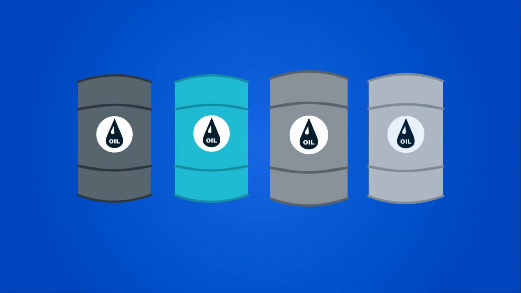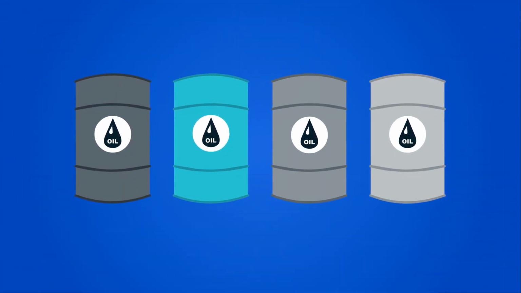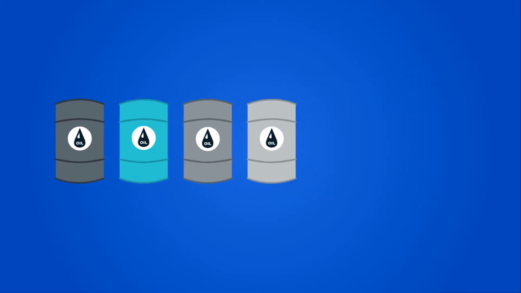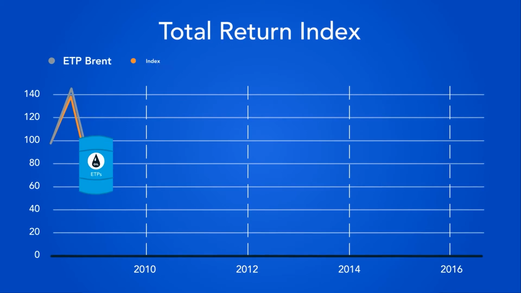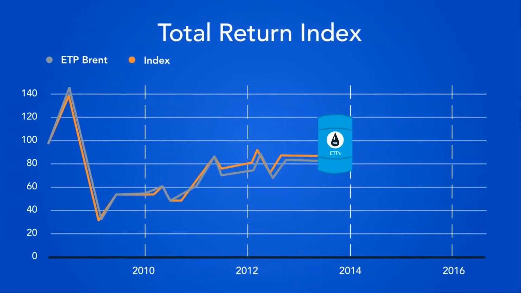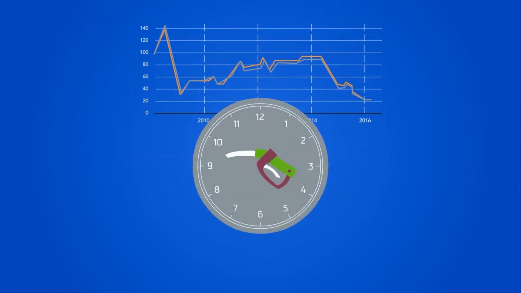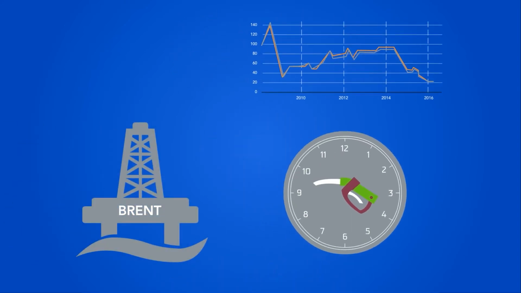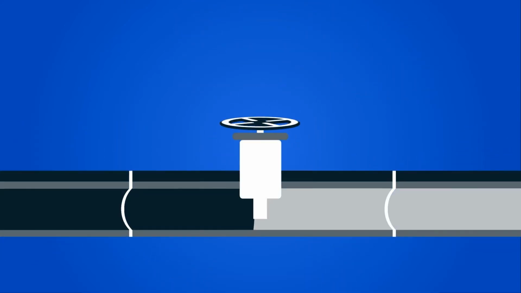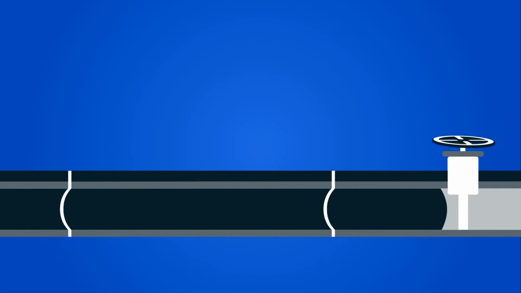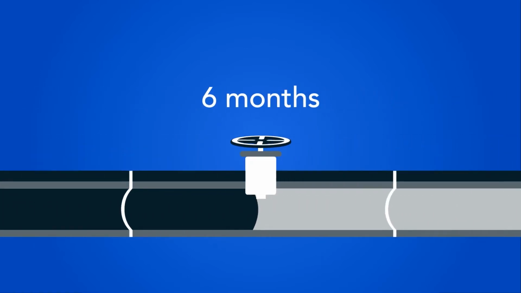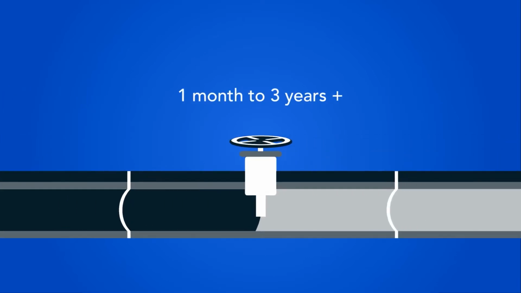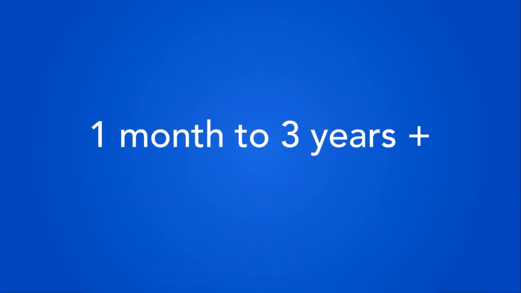There are many different grades of crude, but two oil-grade benchmarks dominate the global market: Brent crude and West Texas Intermediate. ETPs work by tracking total return indices underpinned by oil futures, typically based on the two major benchmarks. An oil futures contract is an agreement to buy a specified amount of oil on a future date at a set price. Contracts vary in duration, with maturities ranging from 1 month to 3 years or more.